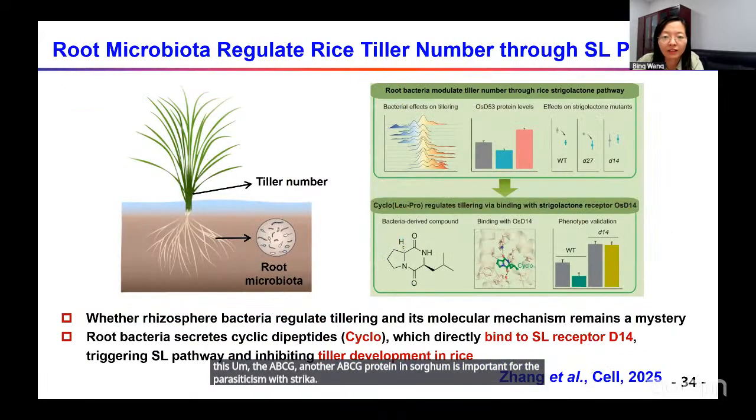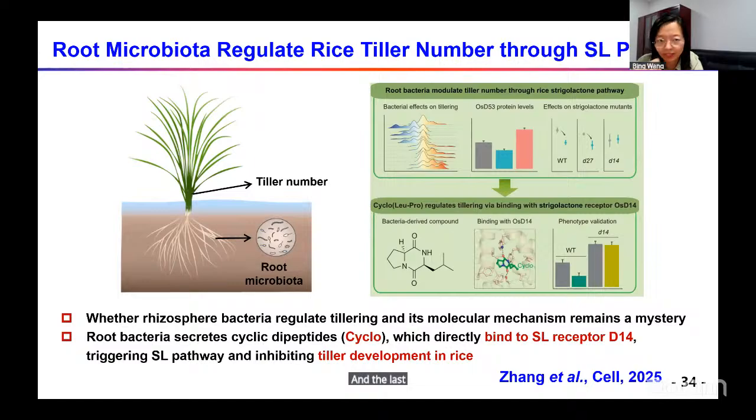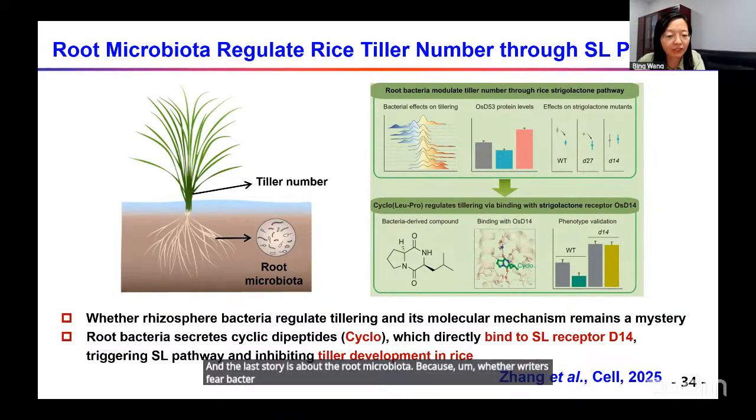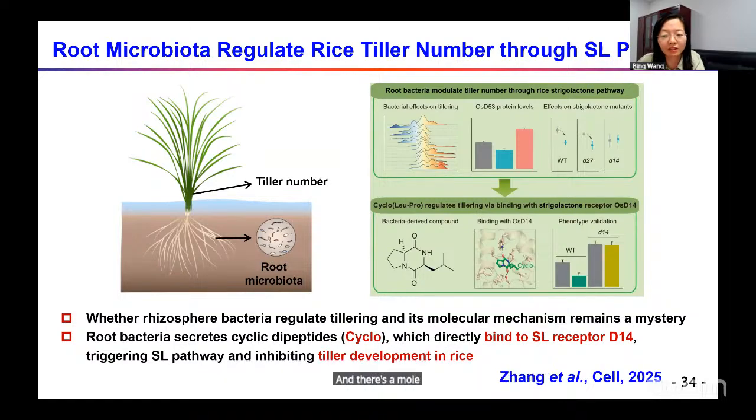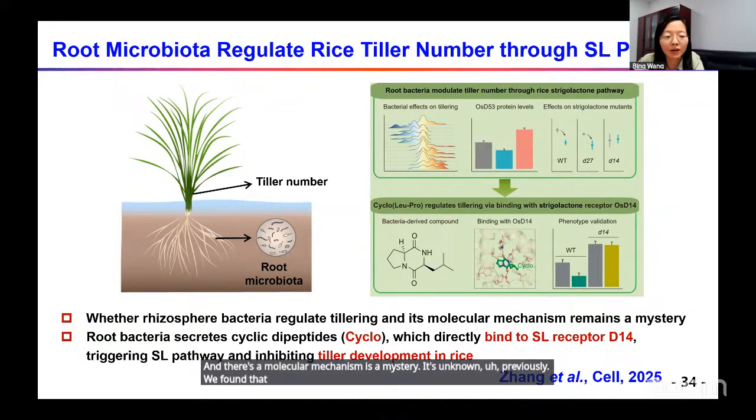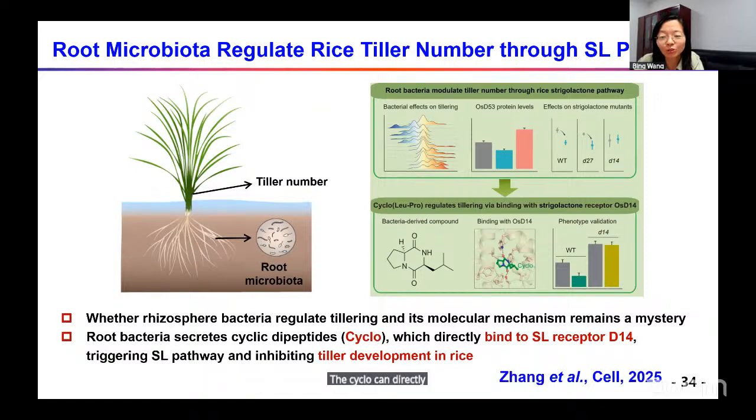And the last story is about the root microbiota, because whether rhizosphere bacteria can regulate strigolactone and its molecular mechanism was unknown previously. We found that the root microbiota can secrete a small molecule called cyclo. The cyclo can directly bind to the strigolactone receptor of rice plants and trigger the strigolactone signaling to inhibit the tiller development in rice.